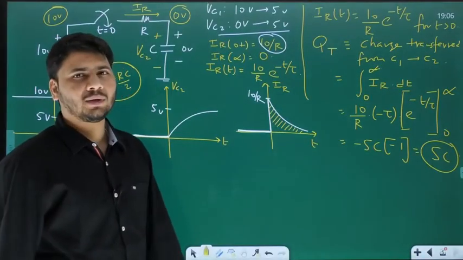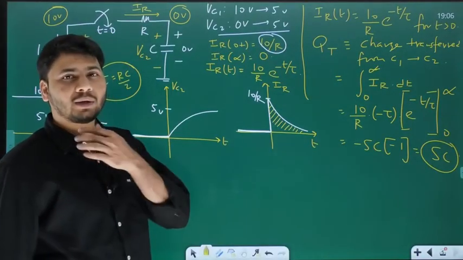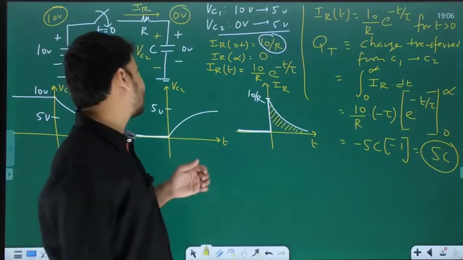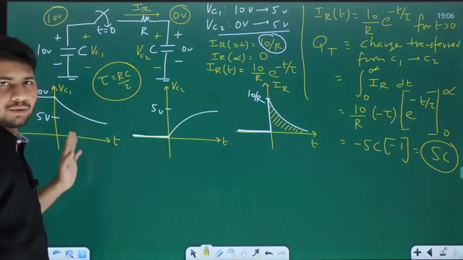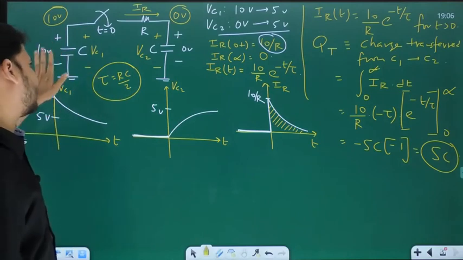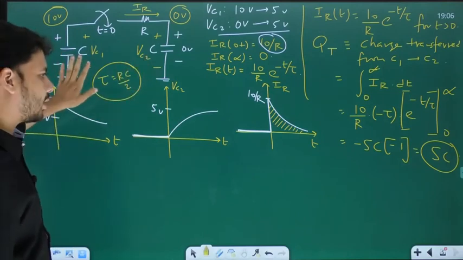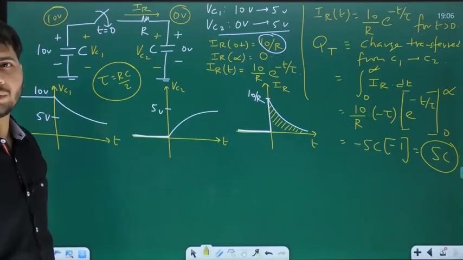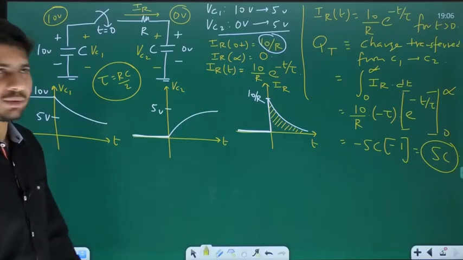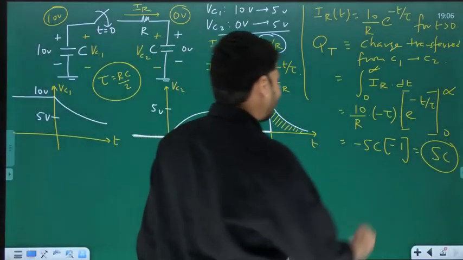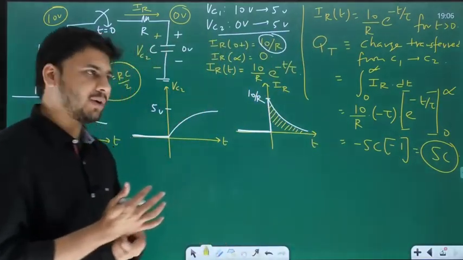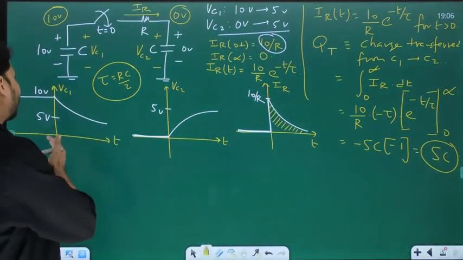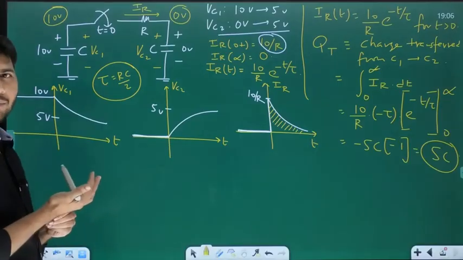Plus 5C. So what is the area under this current waveform? It is 5C. So the important point is that it is independent of R. So R can be any value. Always the charge transferred from C1 to C2 in this particular case is going to be 5C. In fact, without even integrating, we can say it is 5C, because for both the capacitors, we know the initial and final values.